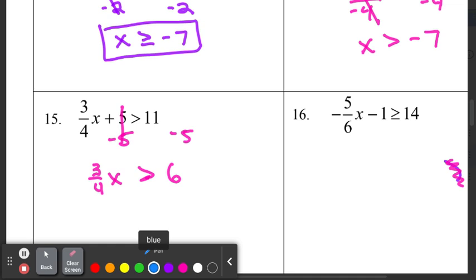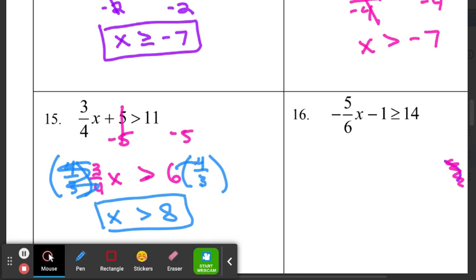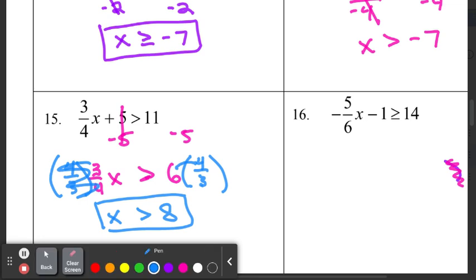So since this is 3/4 times x, you can do the opposite, which is divide. Or you can write multiply by the reciprocal. It's really the same thing. It's just however you want to put it on your paper. So those fractions go away. X is greater than 8. The way I did that without a calculator is I did 6 times 4 is 24 divided by 3. You can also use your calculator to evaluate that.